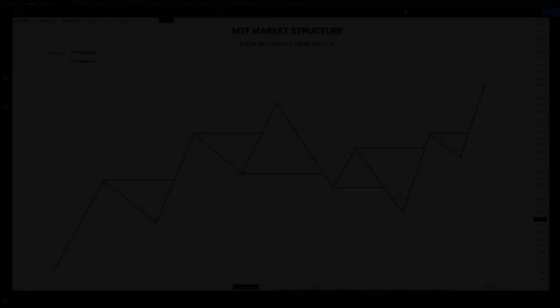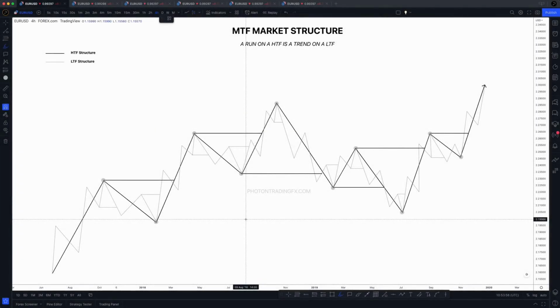simultaneously. So what we have here is a line diagram to essentially illustrate multi-time frame market structure, right? It says it there in the title, but it's essentially trying to show the relationship between a higher time frame and a lower time frame. So we're going to try and keep it reasonably simple at the start with just two time frames.